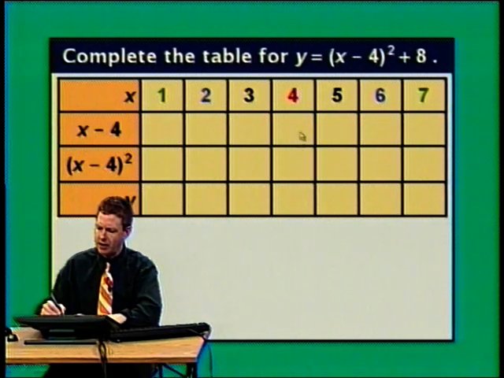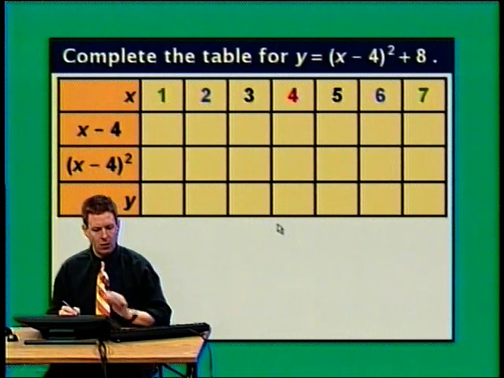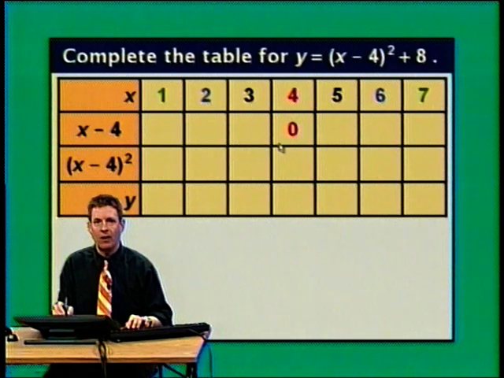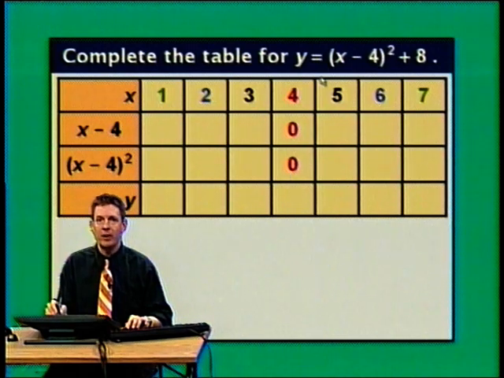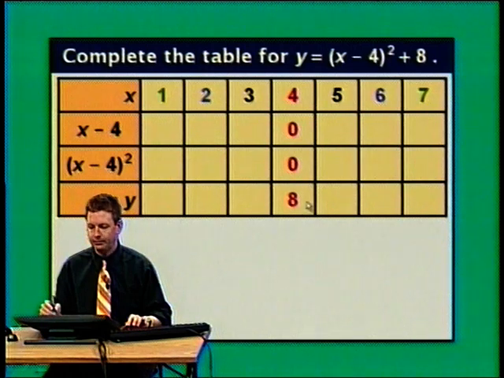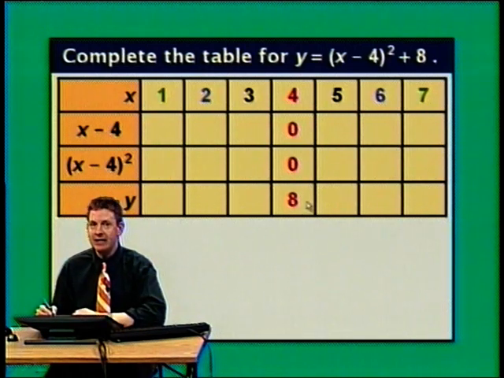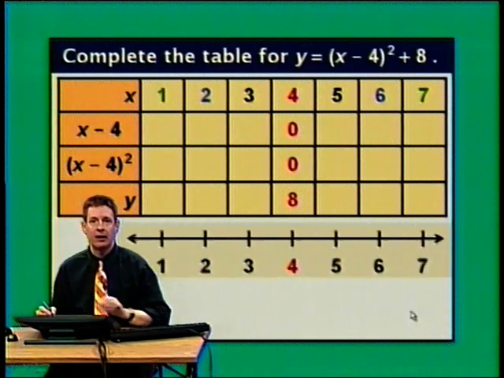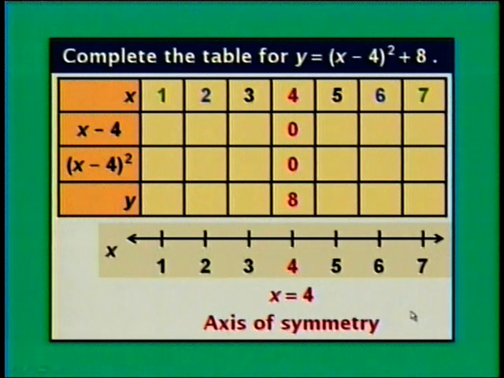Let's start in the column where x is 4. Well, when x is 4, the value of x minus 4 is 0, and 0 squared, x minus 4 quantity squared, is also 0. So in my formula, I'm adding 8 to 0, which gives me 8. Well, if 4, 8 is indeed the vertex, since we know the vertex lies on the axis of symmetry, it has to be the case that x equals 4 is the axis of symmetry.